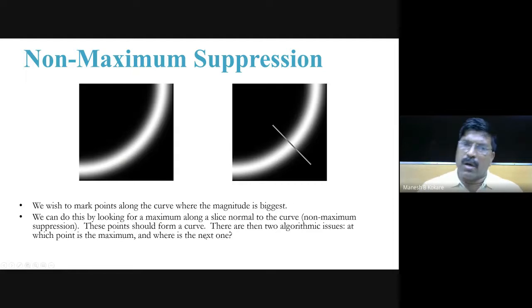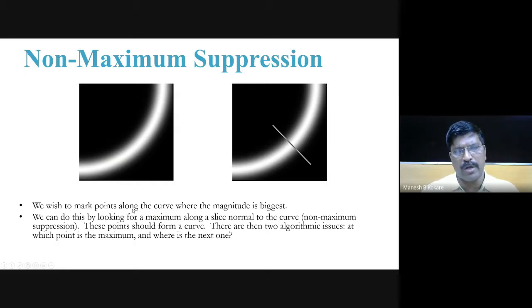Now here, as I said, non-maximal suppression is used for giving one response, not many responses. How is it done? We wish to mark the point along the curve where the magnitude is biggest. Suppose this is the edge, but other pixels are also on the edge. We have to remove the other pixels and keep only one pixel on the edge. For that you have to take a decision, and this decision is done by non-maximal suppression.